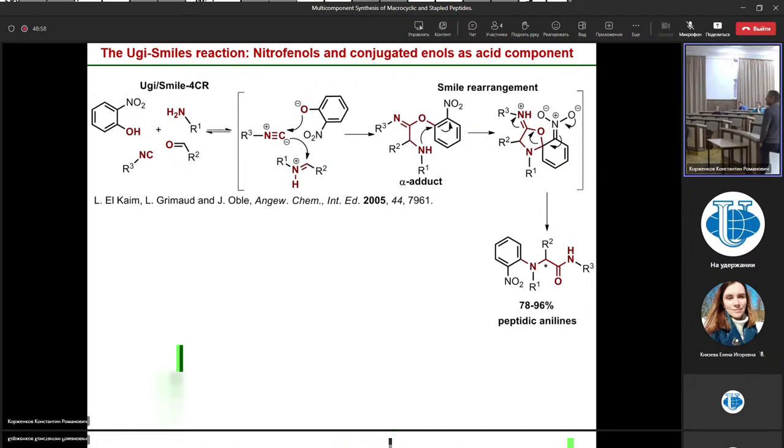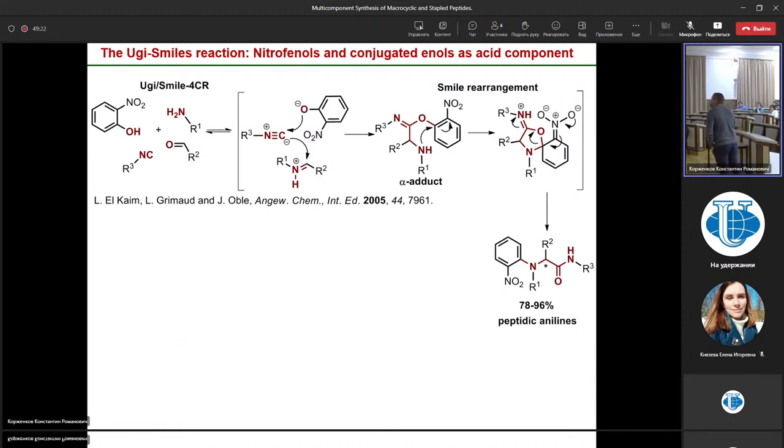And this is what Laurent El Kaïm from France did. He realized that the nitrophenol has an acidity good enough to be able to protonate the imine, but also to be able to react as a nucleophilic partner, giving rise to this intermediate, and this rearrangement here is what is called the Smiles rearrangement. There is an S missing here.